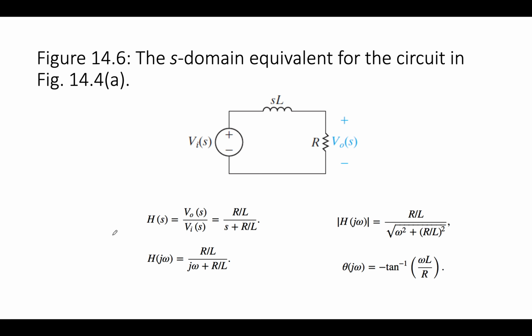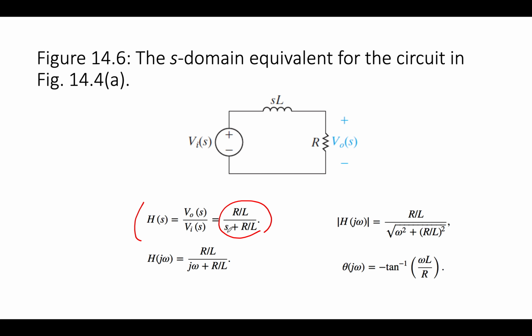So looking at a mathematical model of this, we have our voltage source, we have sL, we have R. We find the transfer function, which we found in the lecture on transfer functions. And so we put it in the form where we have (R/L) over (s plus R/L). And then we substitute in our methodology to find the frequency response of a circuit.